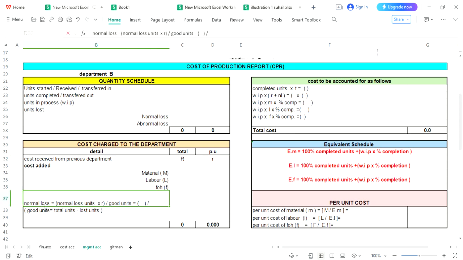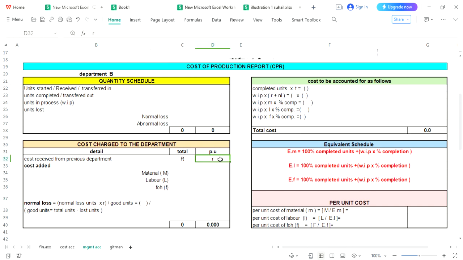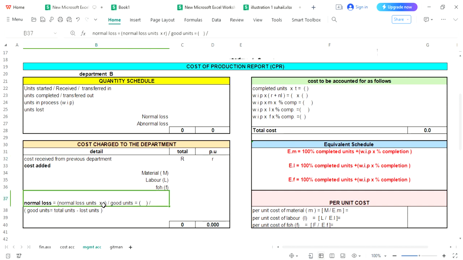It is also very important to notice that if you are calculating normal loss, you need a few factors, and among them you need small r. Here you can see that in the formula we have small r. For department B, as we have decided, we would have small r, meaning per unit cost received from previous department, and this same small r will be used to calculate the normal loss. In this question we have both. We have department B as well, and we have normal loss as well.